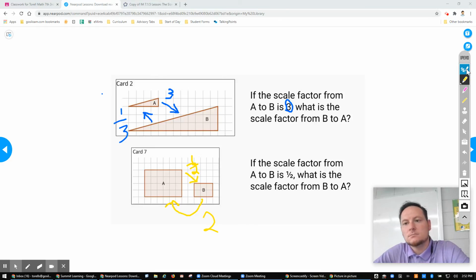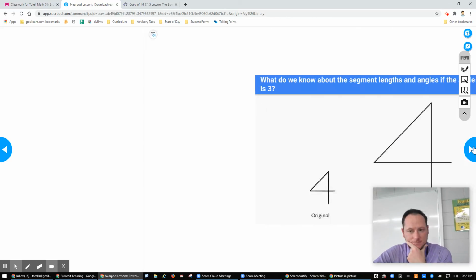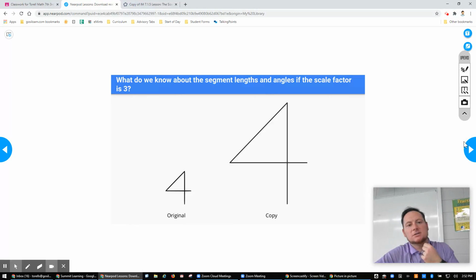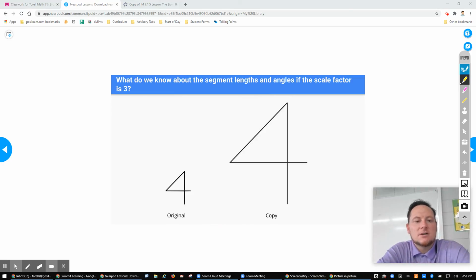All right. So let's skip this slide and come to this one here. This one doesn't have the sizes on it, but we should be able to tell some things about it. What do we know about the segment lengths and angles if the scale factor is 3? First thing, what do we know about the angles? When we're talking about a scaled copy, the angles don't really change, do they? So if this is a 90-degree angle here, this also will be a 90-degree angle. We talked about that before.